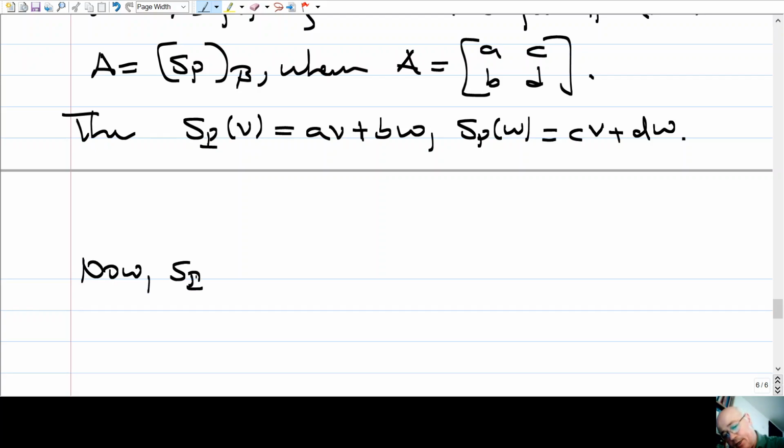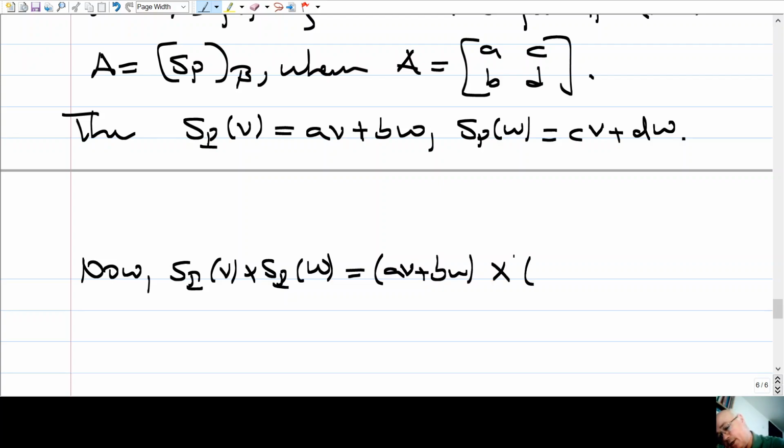Now, what is SPV cross SPW? Well, this is AV plus BW cross product CV plus DW. V cross V is 0, W cross W is 0, and W cross V is minus V cross W. Therefore, we get this.